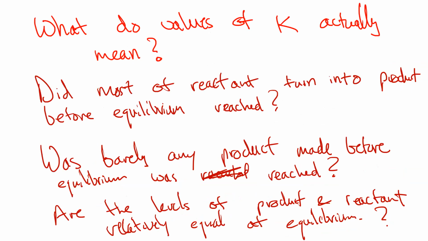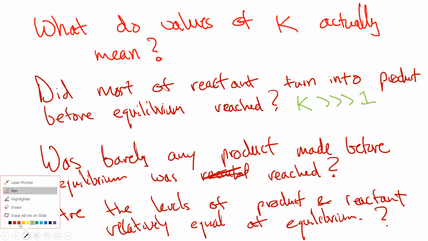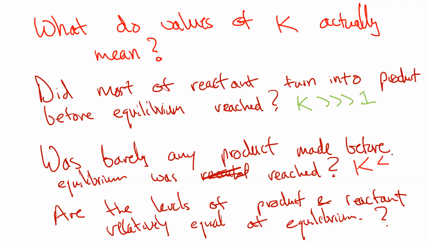So what do the values of K actually mean? Well, did most of the reactant turn into product at equilibrium? For that, K is much, much, much larger than 1. Was barely any product made before equilibrium was reached? K would be much, much smaller than 1. Is it somewhere in between? K is somewhere close to 1. That's what we're saying here.